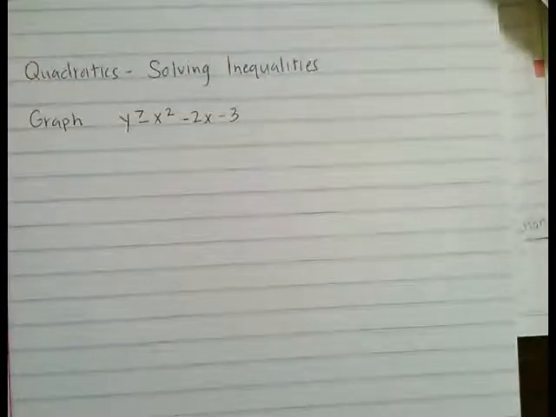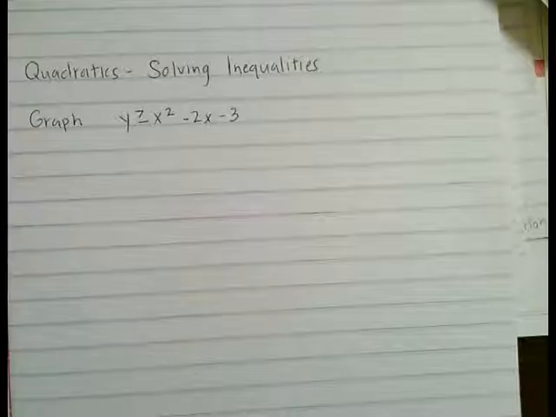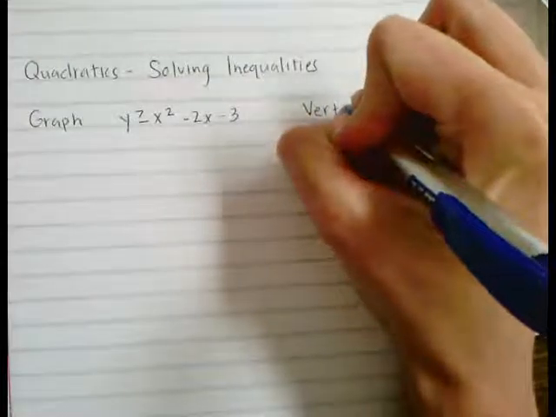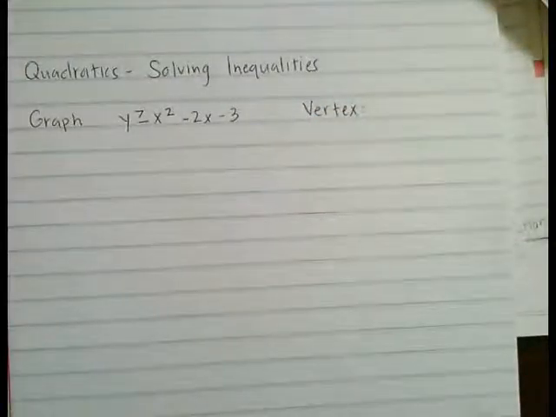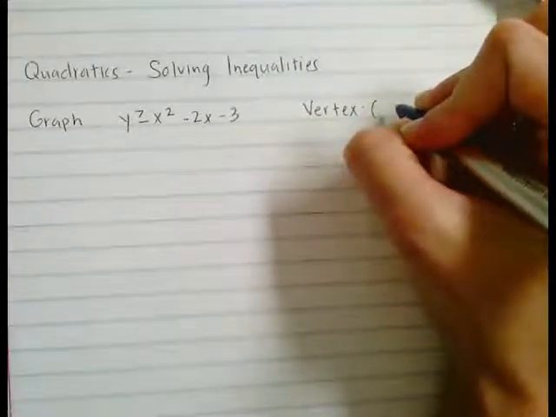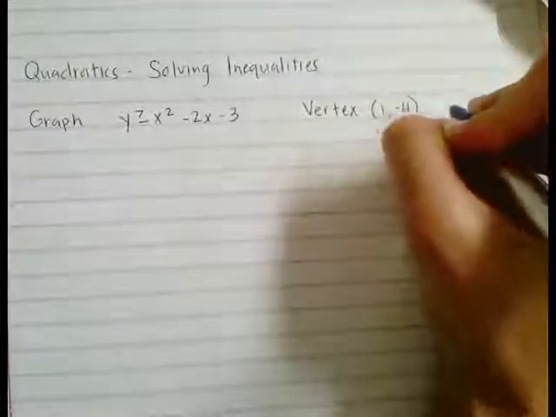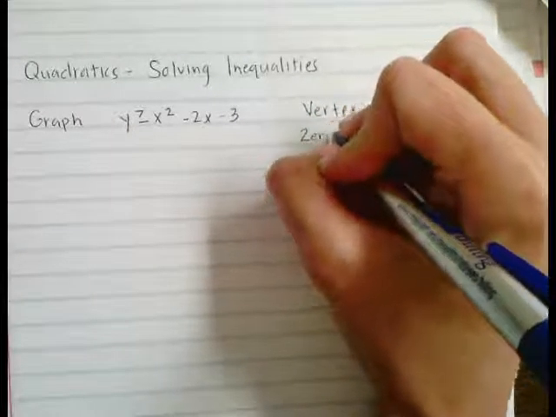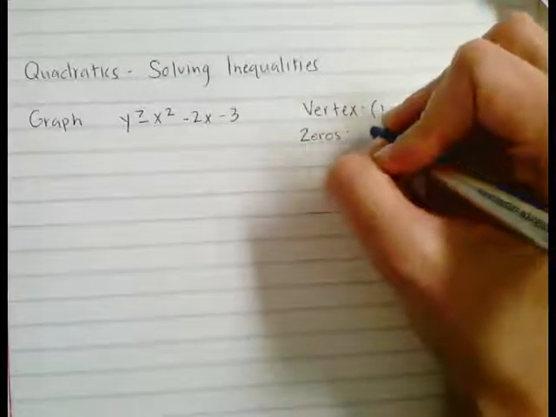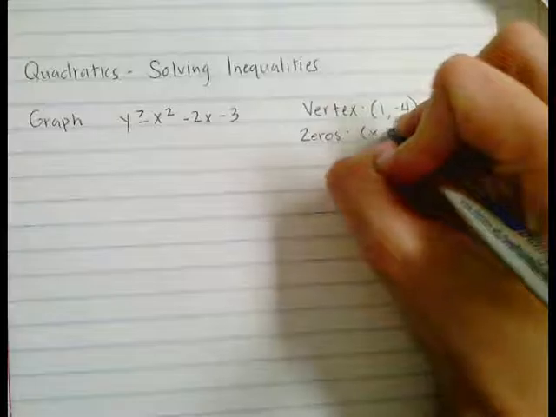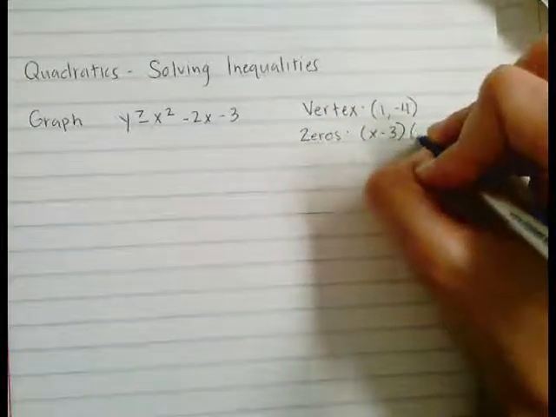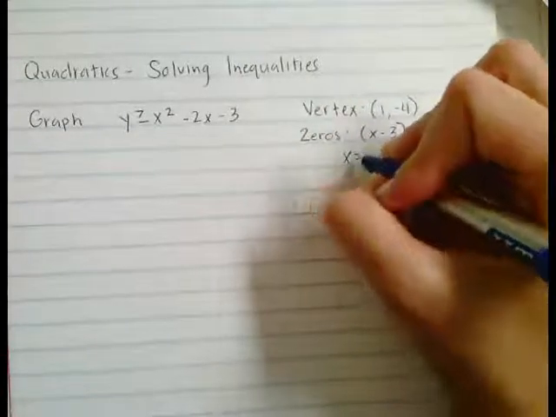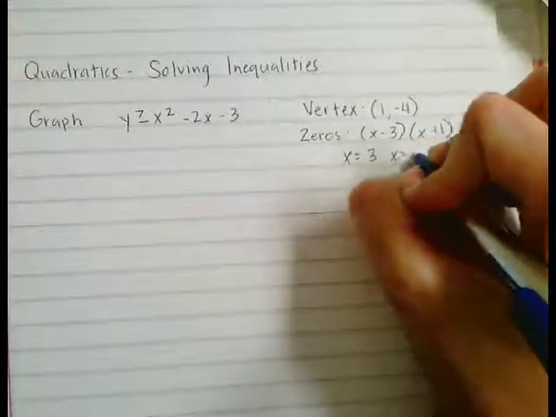Okay, now what you're going to be able to do is graph this in your calculator, which would be able to see it. So right here we've got the vertex, and the vertex of this is (1, -4), and the solutions. Now when we talk about the solutions, we're also talking about the zeros. The zeros are x minus 3 and then x plus 1. So x equals 3 and x equals -1.